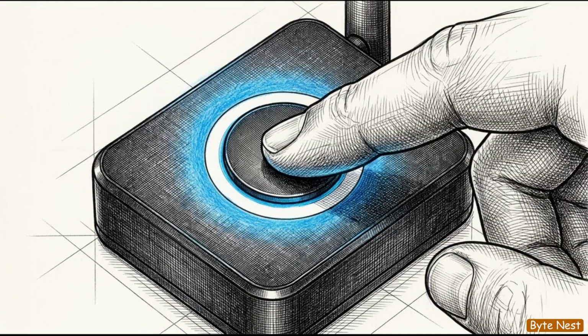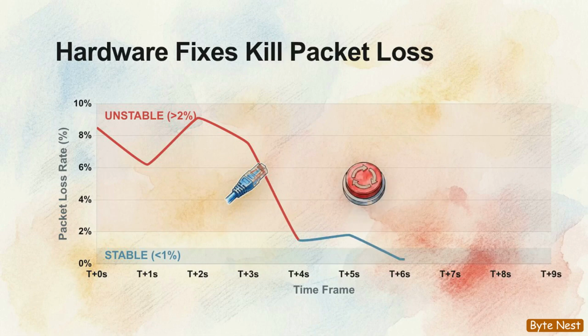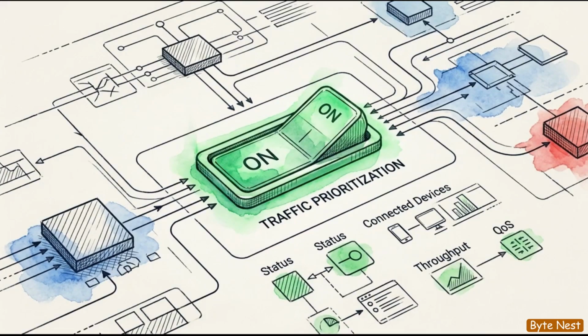You should also try a simple hardware reset. Rebooting a stressed router clears its congested memory and empties those stale waiting lines. By securing a physical cable and refreshing your hardware, you can eliminate the majority of packet loss before you ever touch a software setting. For busy households, you can use your router's quality of service toggle.